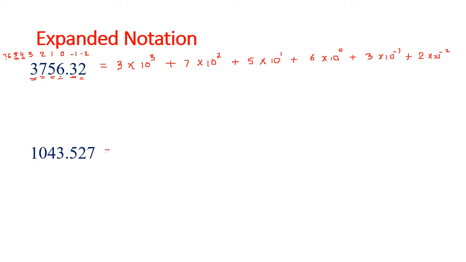So the next number you can try on your own. Pause the video here, write it on your own, then check my solution. This will become 1 into 10 raised to 3 plus 0 into 10 raised to 2 plus 4 into 10 raised to 1 plus 3 into 10 raised to 0 plus 5 into 10 raised to minus 1 plus 2 into 10 raised to minus 2 plus 7 into 10 raised to minus 3. This is the expanded notation system.